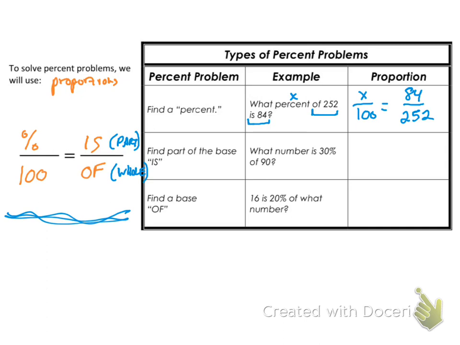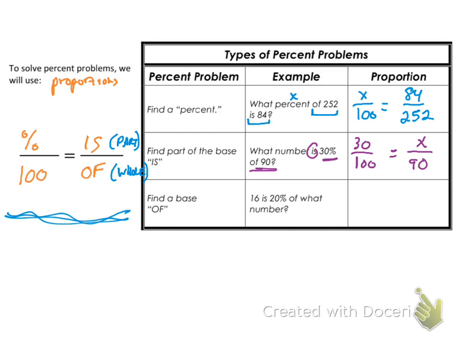The other type of problem could be find part of the base. So if we want to find our is, what number is 30% of 90? There's our is, so that's my x. I have 30%, so percents are always out of 100. And then our of is 90. So I'm going to put the 90 in for the denominator of the second ratio.